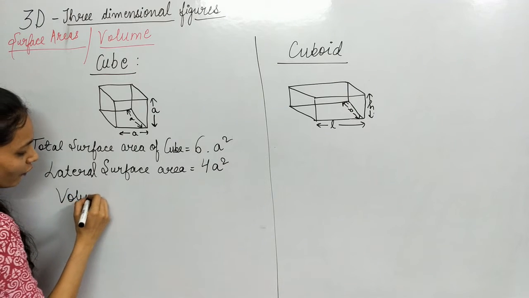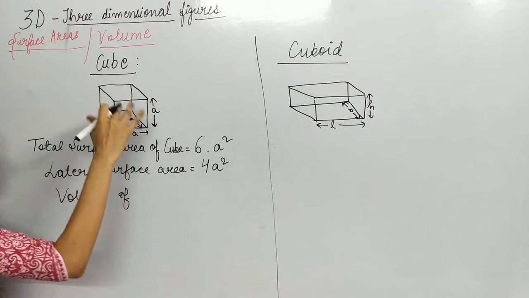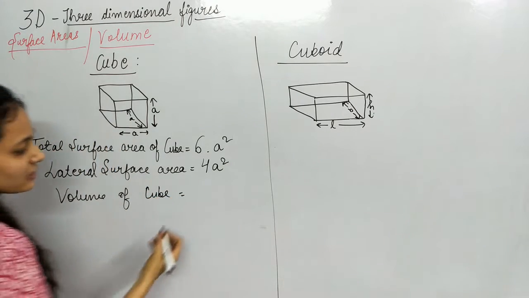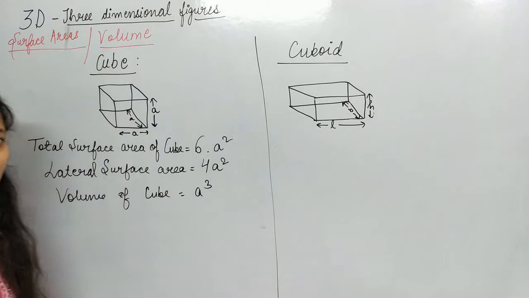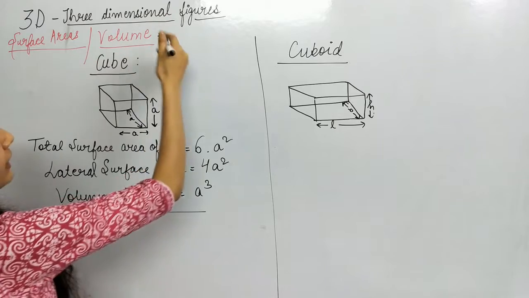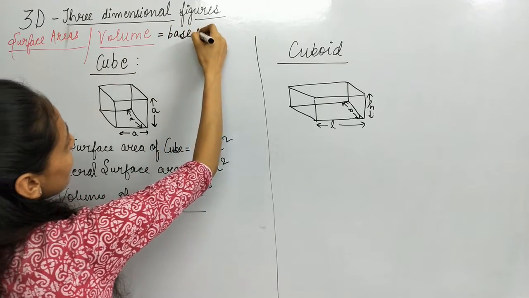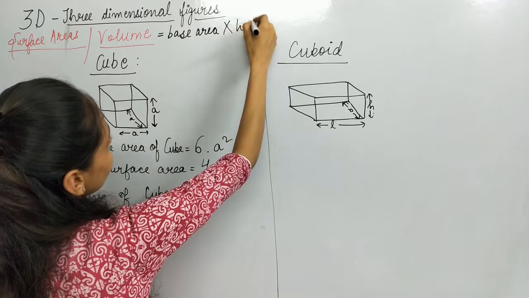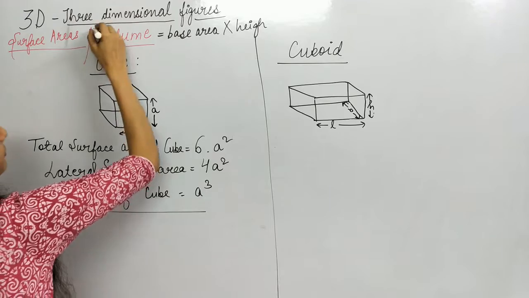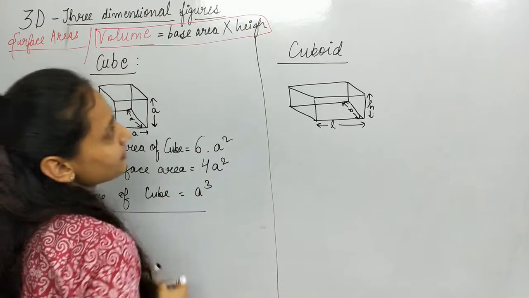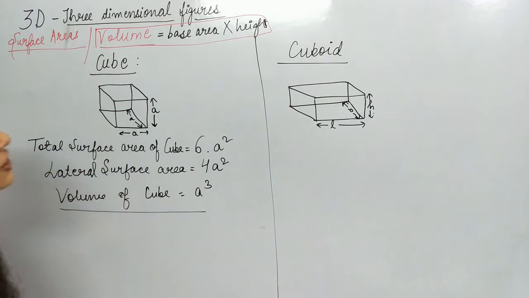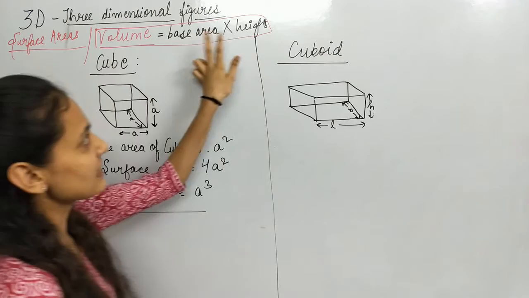Okay. What will be the volume of cube? Volume of cube, the capacity of this box. What will be the capacity of this cube? How? There is one general formula for volume. Volumes are calculated by a general formula, that is base area into height of the object. Base area into height. This is the general formula for volume.